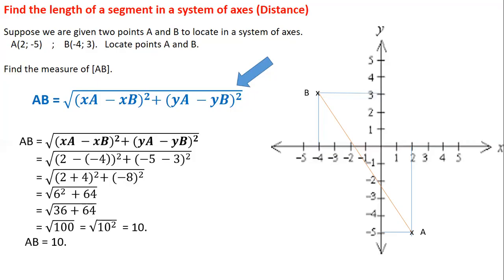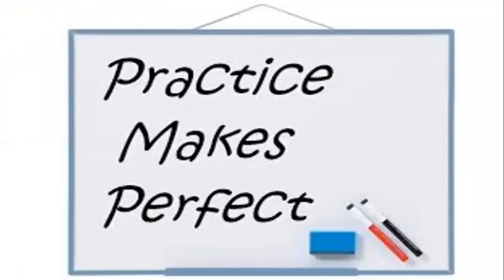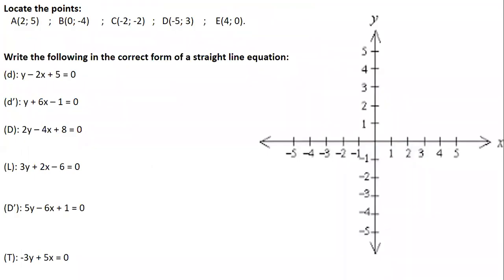So this was the first lesson we started talking about in the coordinate system of axes. Now, of course, I will start practicing exercises with you about everything we talked about. First exercise, we should locate the points A, B, C, D, and E.